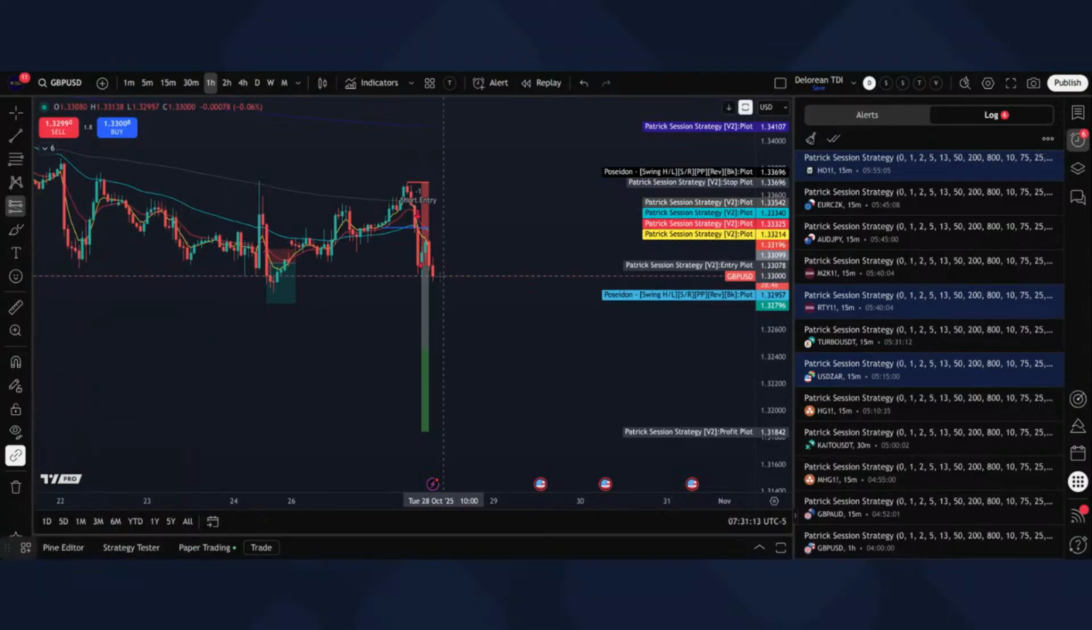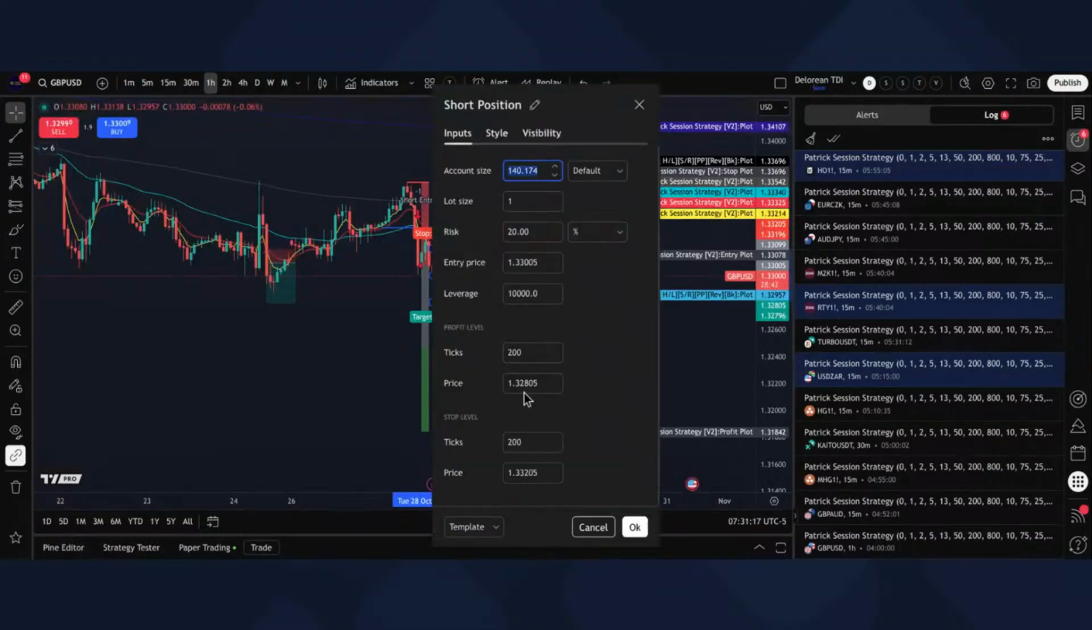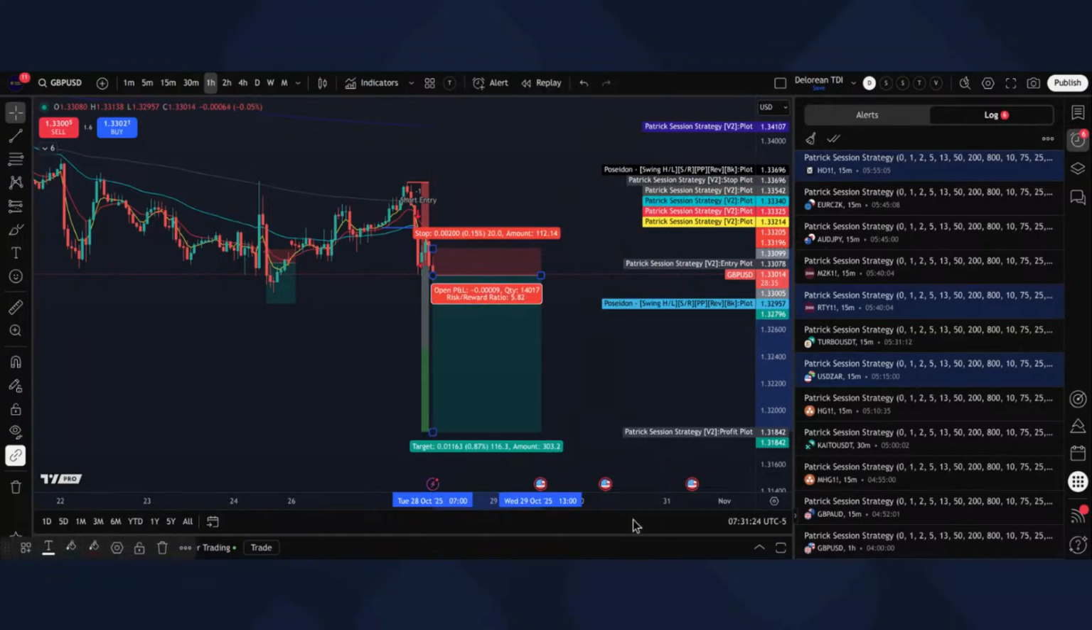All right, we got a 1 hour sell on Great British Pound versus US dollar. Then we targeted 1.31842. 1.31842.